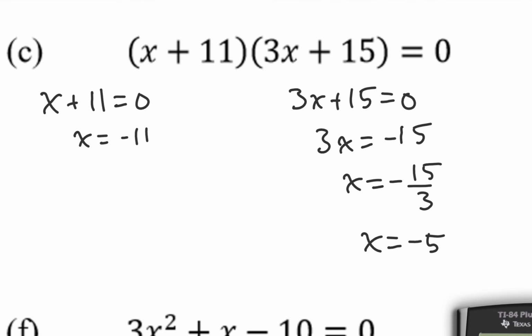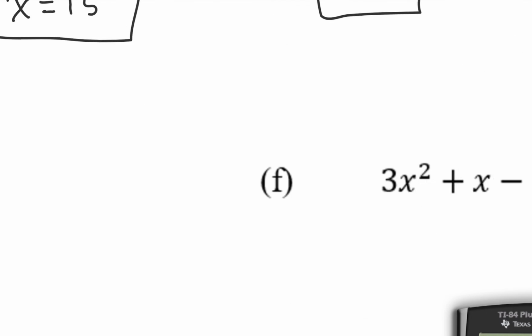If I plug in negative 5, this part becomes 0, that's negative 15 plus 15. And if I plug in negative 11, this part becomes 0. So those are our two solutions. So A, B, and C are done. Now let's move on to the bottom three.